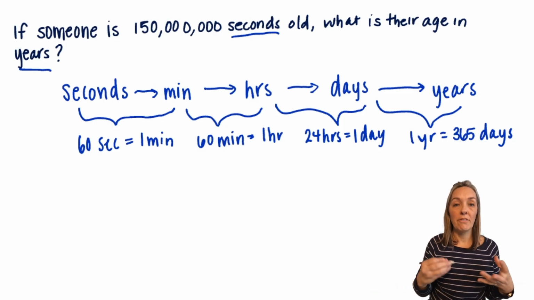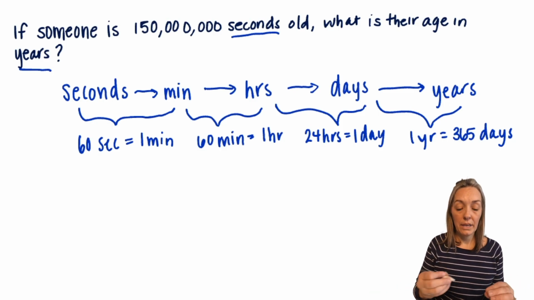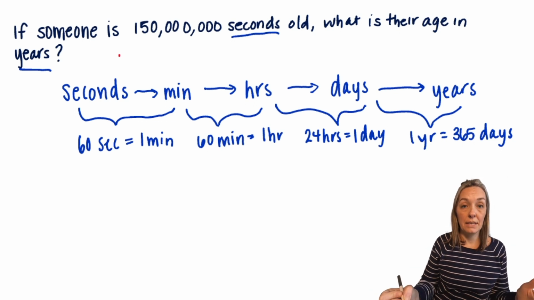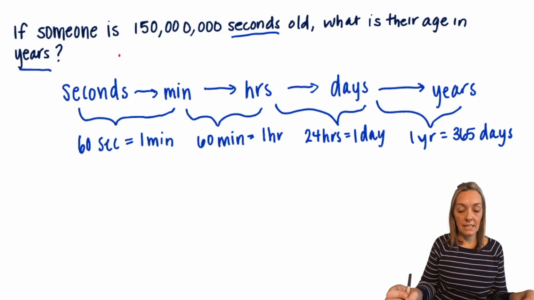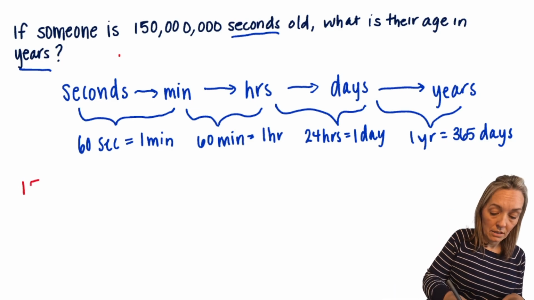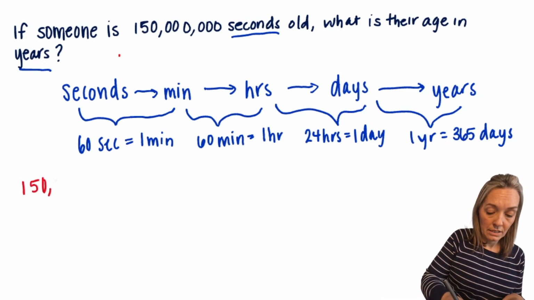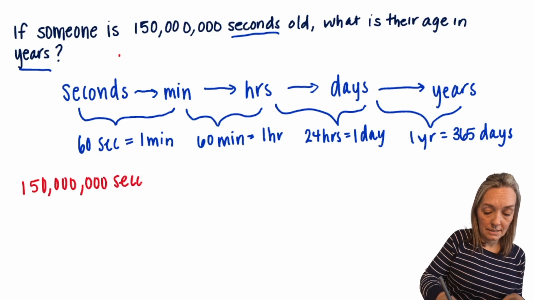All right, so now I have a plan. I know what pathway I'm going to take. The next step is to begin. When you start solving the problem, you are always going to start with the number that is given. So I am starting with 150 million seconds.